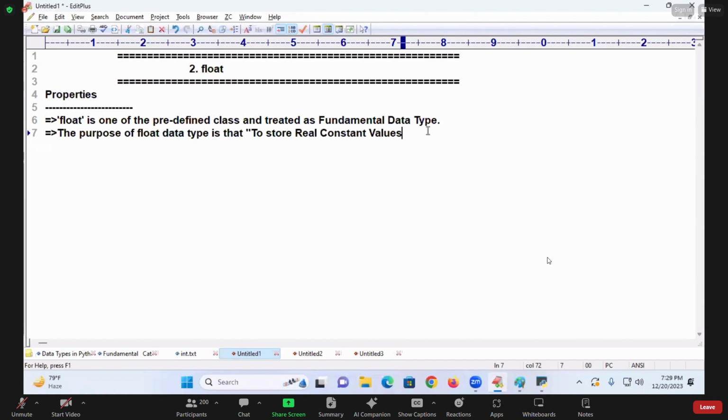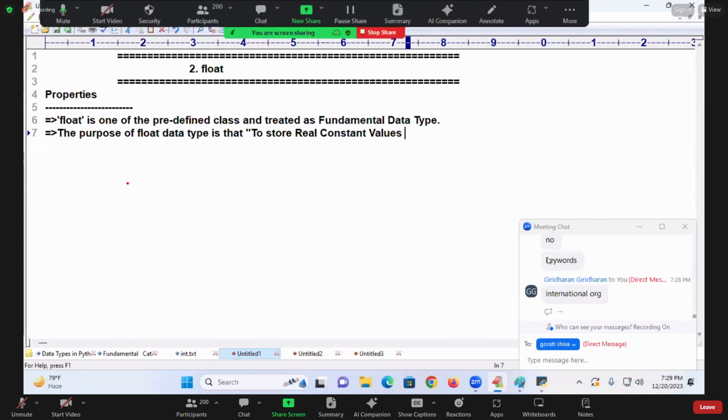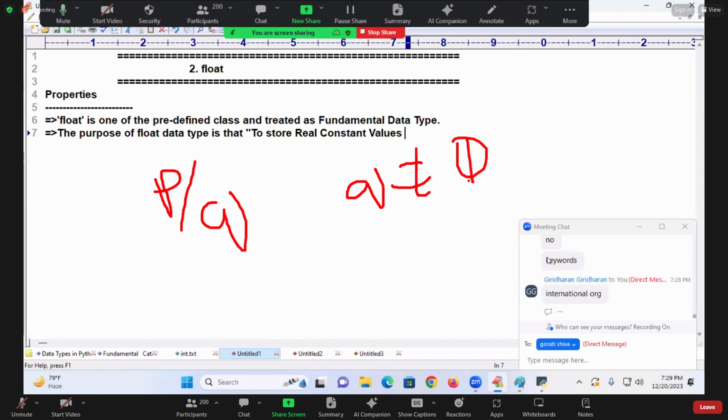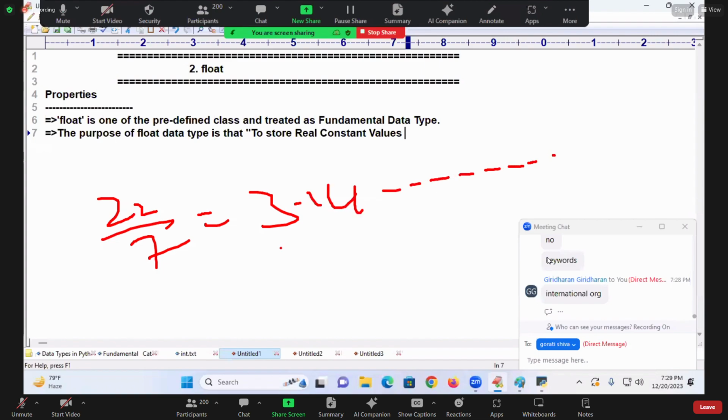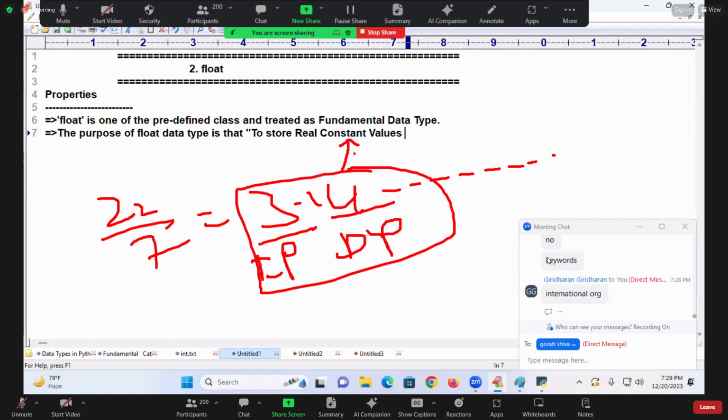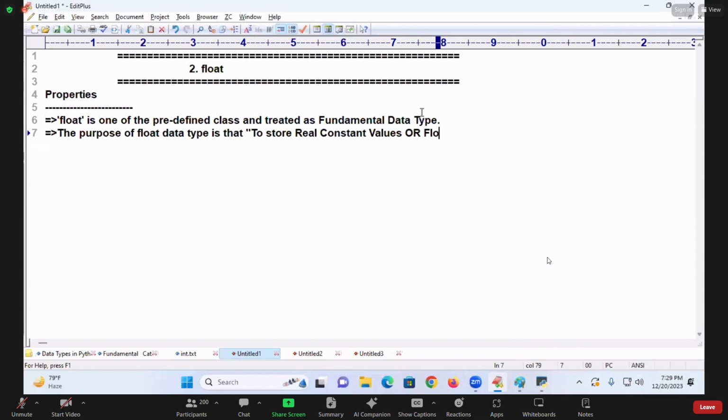Real constant values. What is the real constant value in mathematics? Anything in the form of P by Q where Q is not equal to 0. In a simple word, in your understandable format, 22 by 7 is 3.14, etc. So many digits are there. This is called the integer part. This is called the decimal part. This is known as a real constant value. This is also called floating point values.